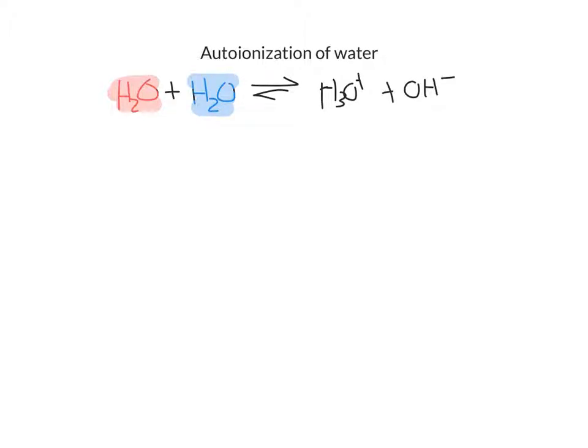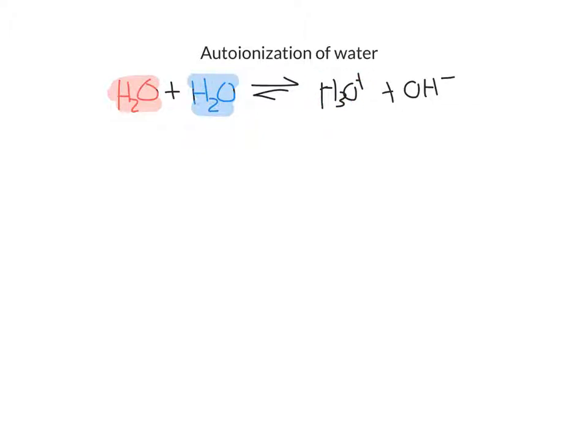acting as a base. One water molecule has donated a proton to the other water molecule, it's the acid. The other water molecule has accepted a proton from the other water molecule. When the acid water molecule donates its proton, it becomes OH minus. And when the base water molecule, the one that's accepting the proton, accepts the proton, it becomes H3O plus.